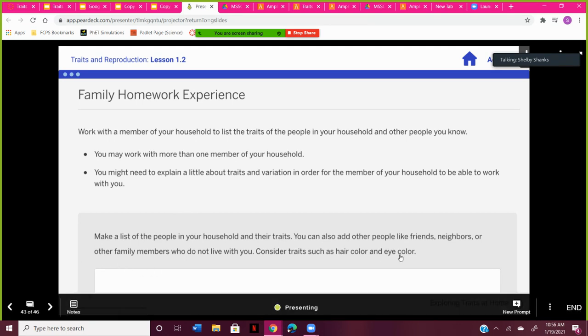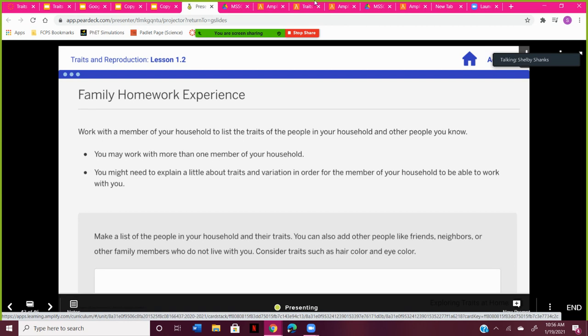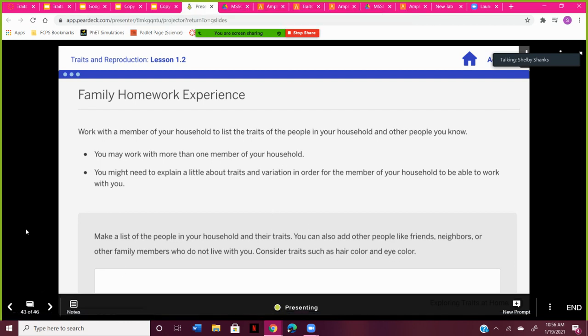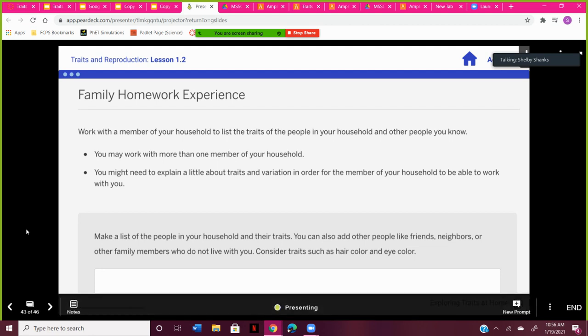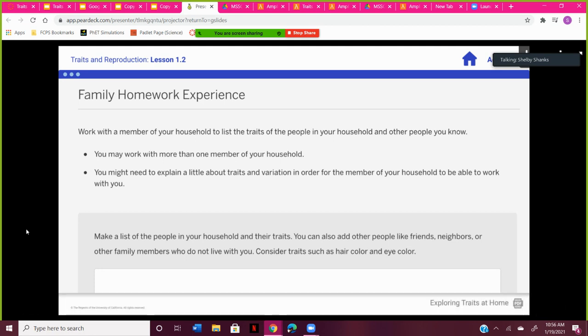If you're in Amplify, you should be able to see this. It says, make a list of the people in your household and their traits. You can also add other people like friends, neighbors, or other family members who do not live with you. Consider traits such as hair color and eye color.